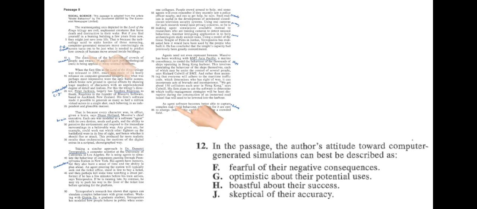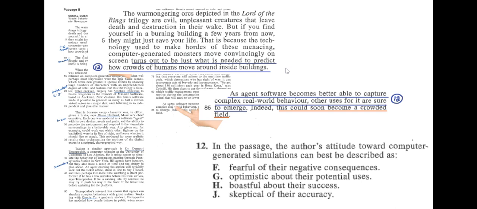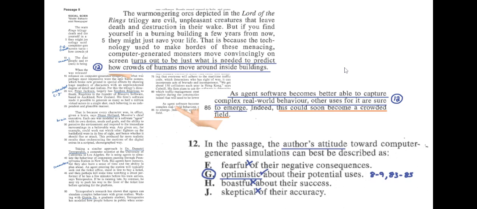We're going to pull out two pieces of text here. It turns out it's just what is needed to predict how crowds of humans move around inside buildings. As agent software becomes better able to capture complex real-world behavior, other uses for it can emerge. Indeed, it could be a crowded field. He's really kind of optimistic, right? It's going to be used in the future. So, G, optimistic about potential uses. There's no fear, no boastfulness, no skepticism. So a pretty easy question to process of elimination.